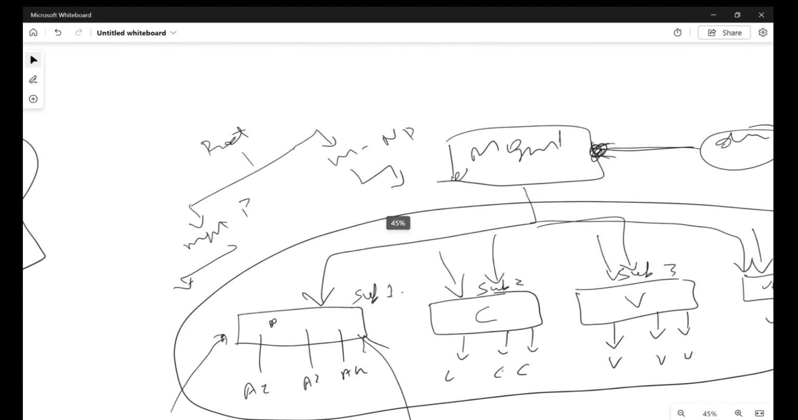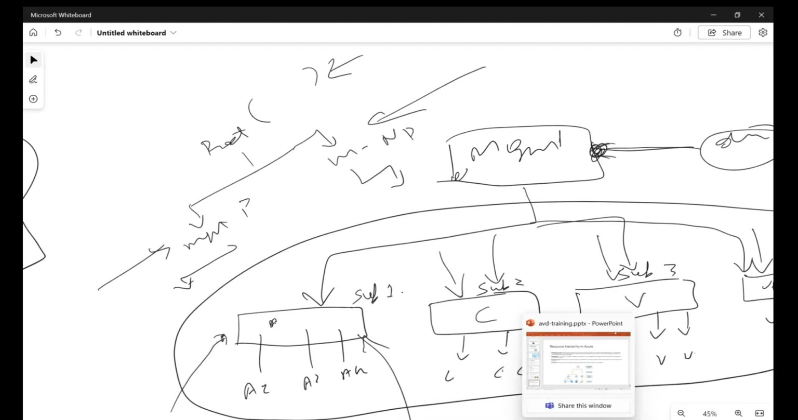For example, let's say some policy is only applicable to the production management group, some only applicable to non-prod, and some policy is common to everyone. You can put that at the top level. So you can create multiple management groups in this way.